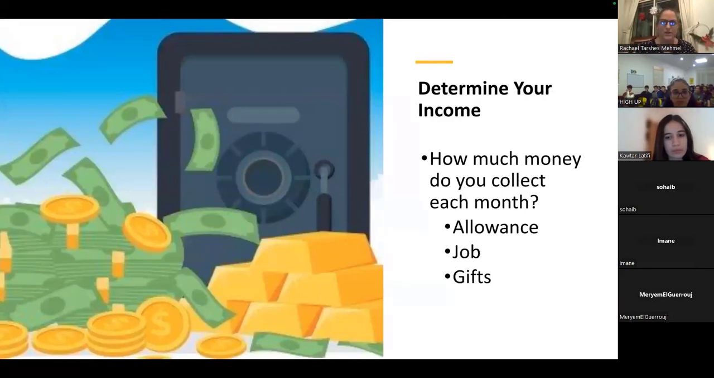I'm sure each of you has a different amount of money that you have potentially coming in every month. For a lot of students, they're looking at money that they get for allowance, money your parents pay you to do work around the house or to watch your siblings or something like that. And sometimes kids also have money coming in from jobs.